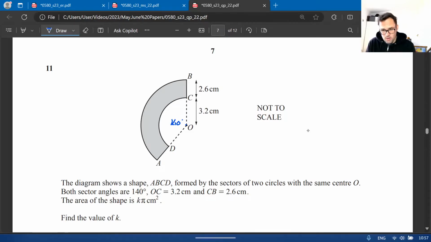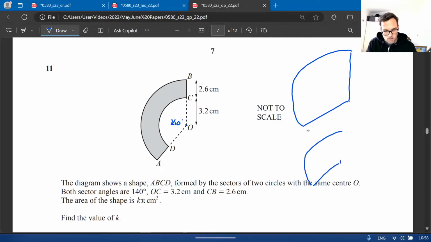Okay, I think a good thing to do here is to separate the 2 sectors. That will help a lot. So there's the bigger sector. Oh my goodness, that's an ugly sector. Alright, there's the bigger one. And there's the smaller one. Oh, this is even worse. Okay. Now the bigger one has got A there. It's got B there. It's got O there. It's got an angle of 140 degrees.